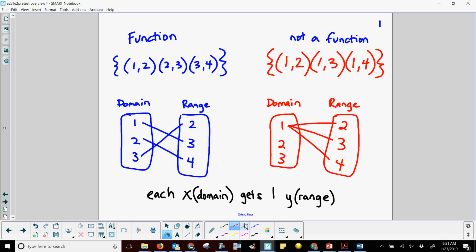Now it is possible, let's say if I had another one down here, for a y value to have multiple x's, that's actually okay, but you cannot have an x with multiple y's. So each x gets exactly one y.